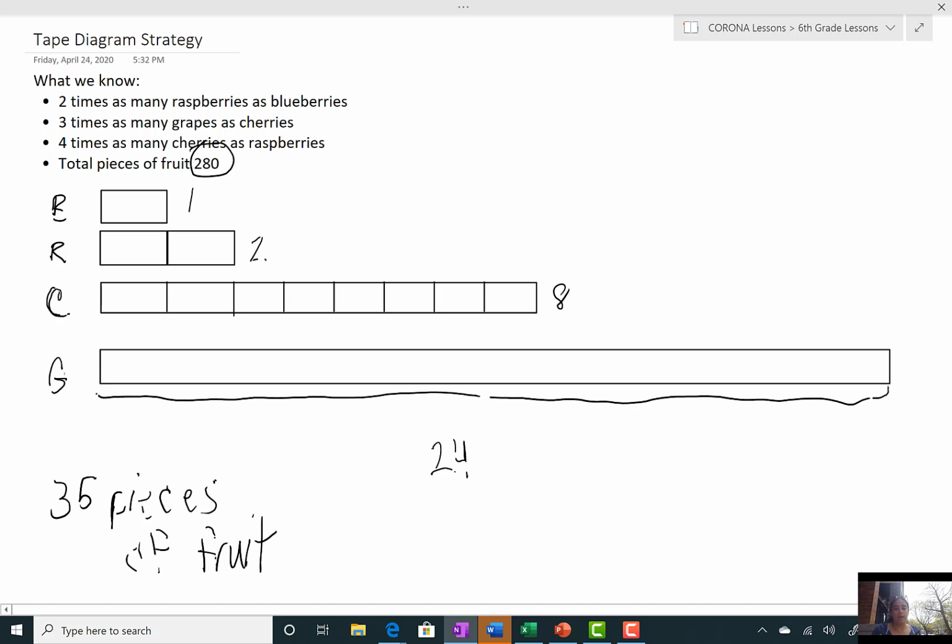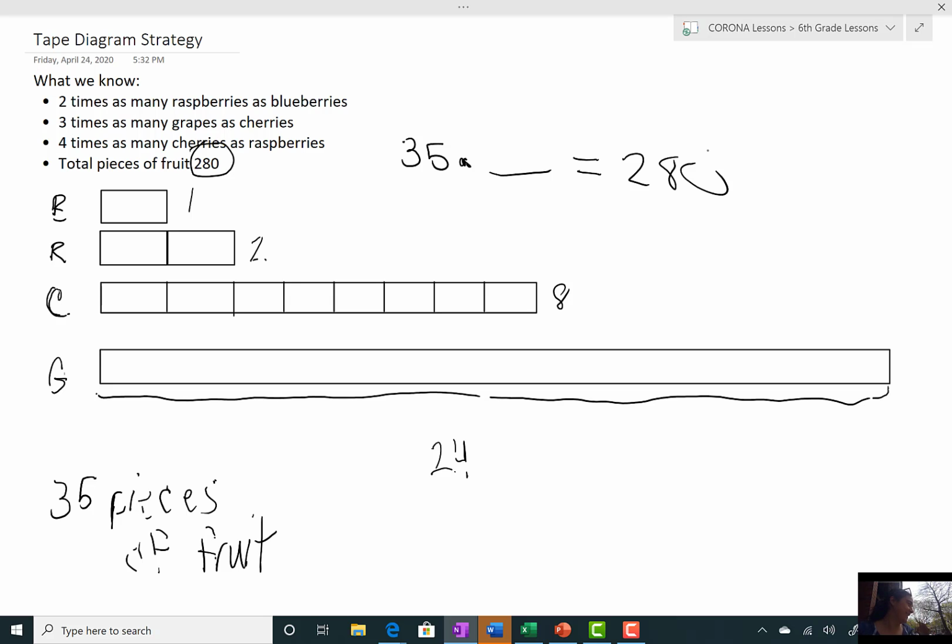So let's think about it. In a ratio table, we doubled it and then we quadrupled it. Here we could write an equation. We could say 35 times some amount equals 280. Sorry, guys. 35 times some amount equals 280. So now I need to think, how many times can 280 match with 35?